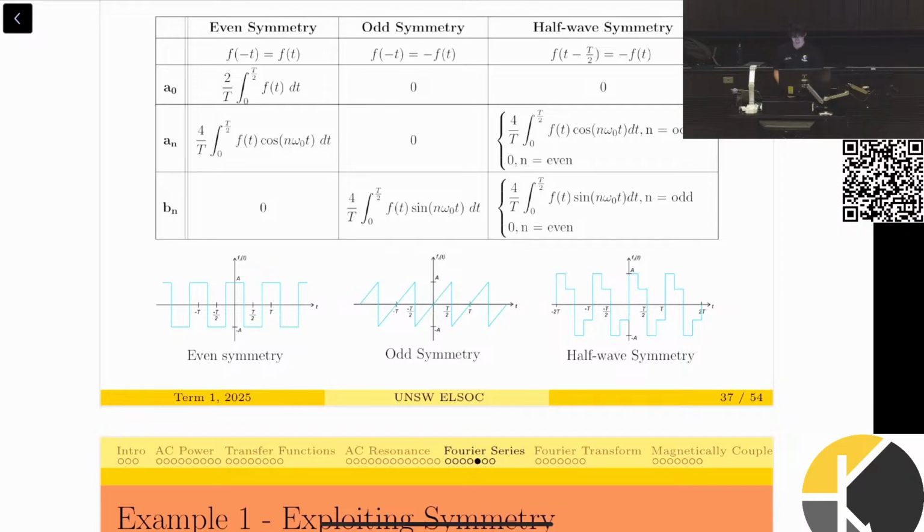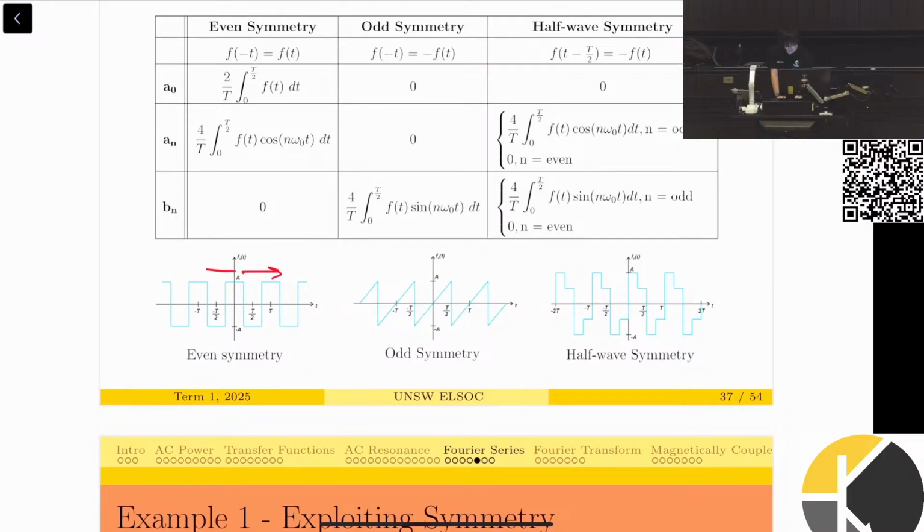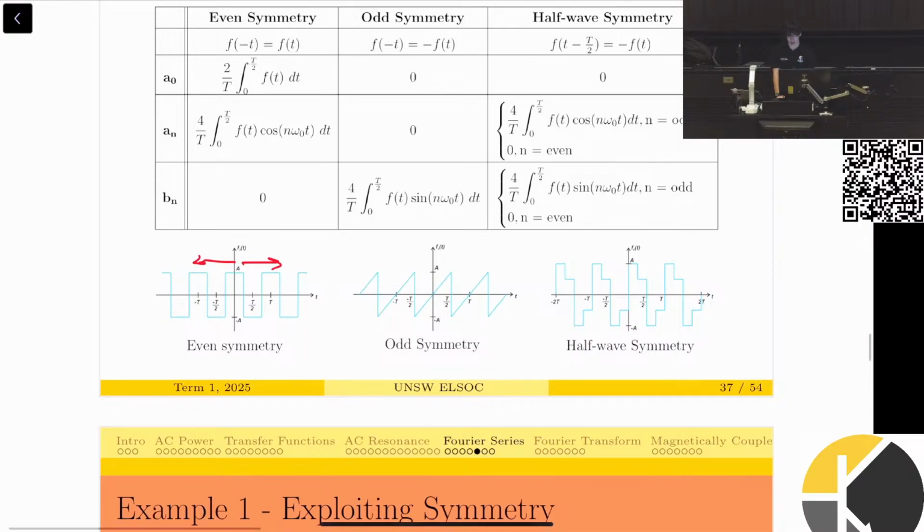Even symmetry is the simplest one. It's simply a reflection of the left side onto the right side along the y-axis. Odd symmetry and half-wave symmetry are a bit more difficult to distinguish. The way that I like to distinguish between odd and half-wave symmetry is I will look from the origin of both. With odd symmetry, if I move in one direction towards the right, then when I move towards the left, they should always be moving in exactly opposite directions.